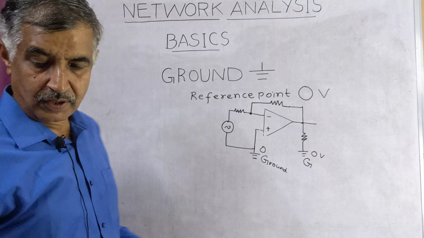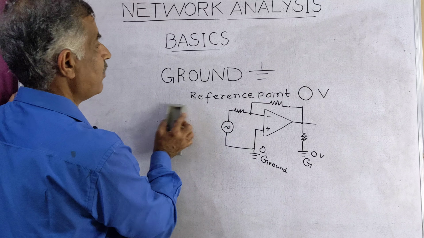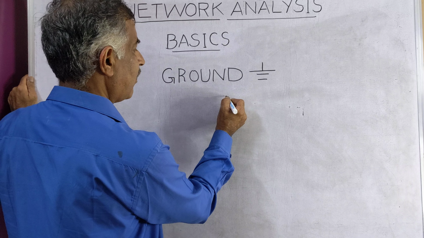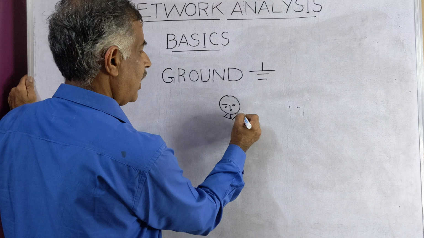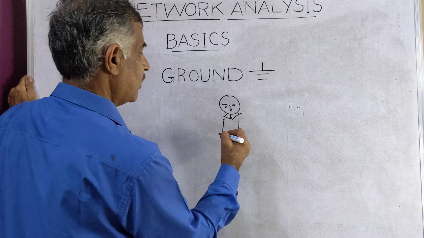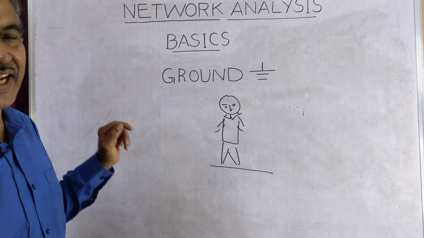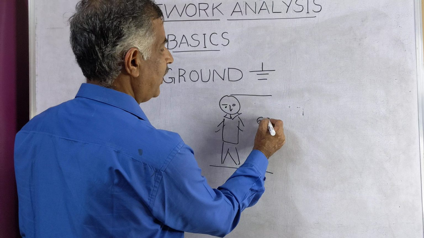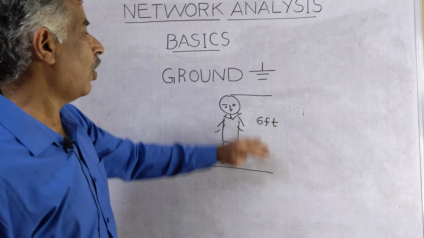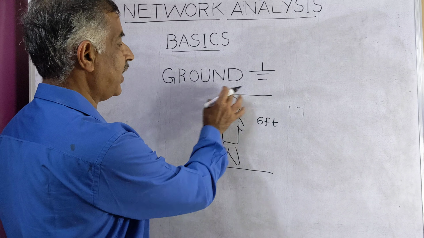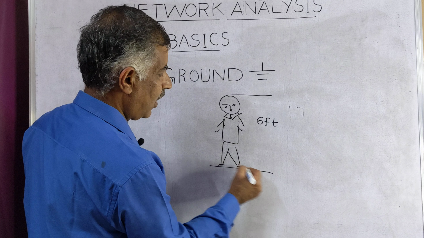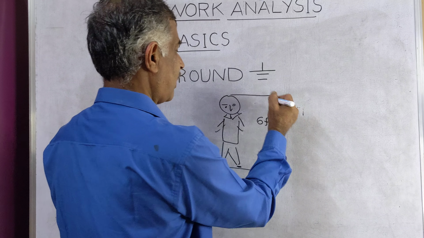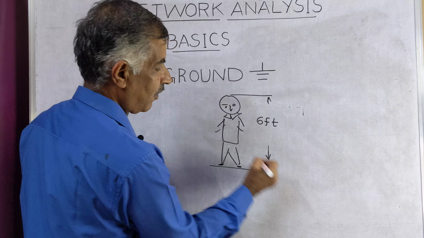Now I will elaborate on ground. Sometimes we make statements. For example, take the example of a person and we make a reference to his height. When he stands on the ground, the height of the person, how tall he is, we make a statement: he is 6 feet tall. In mentioning his height, the reference point is the earth or the ground on which the person stands. This is the reference, and the top of the head is at a height of 6 feet.